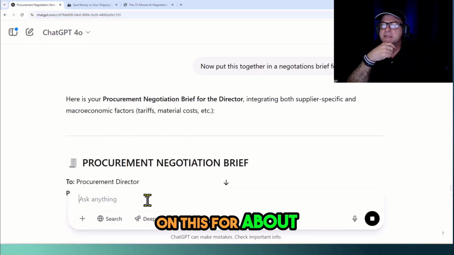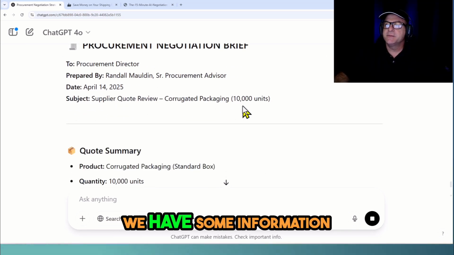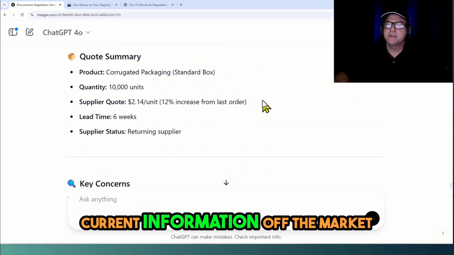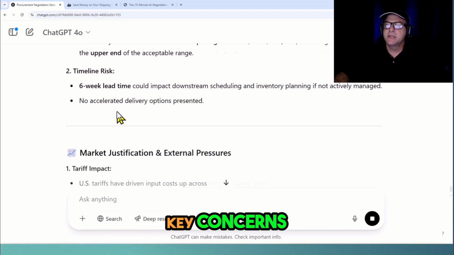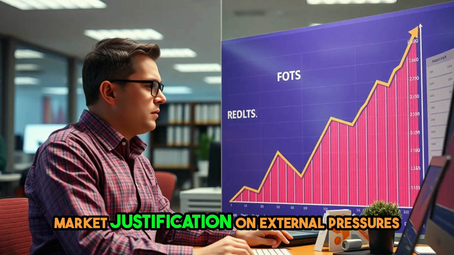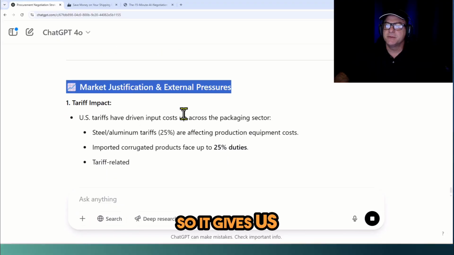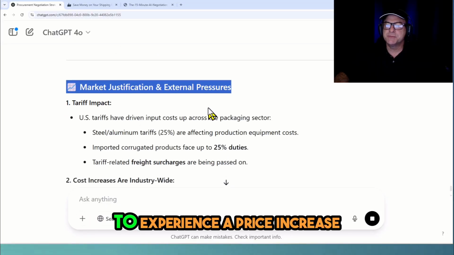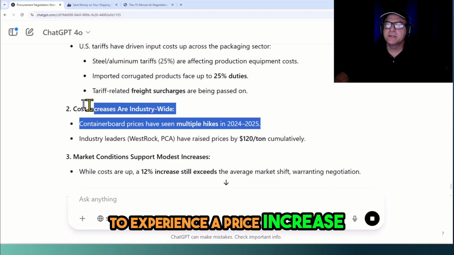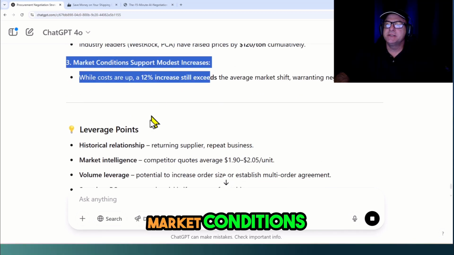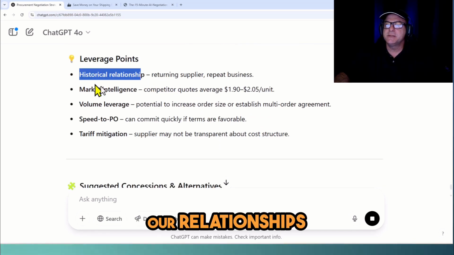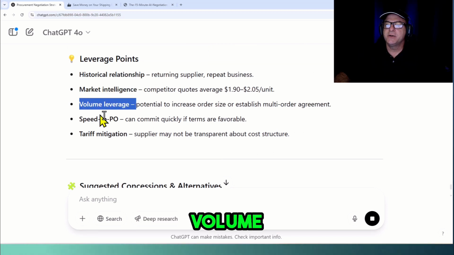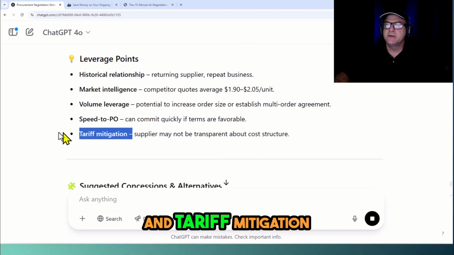Now, we've only been working on this for about 10 minutes, and we've got this together. We have some current information off the market, key concerns, timeline risks, and market justification on external pressures. So it gives us some information to know why we might have to experience a price increase. It's across the industry: market conditions, leverage points, our relationships, market intelligence, volume, speed to PO, and tariff mitigation.